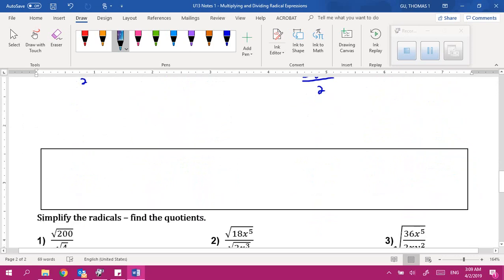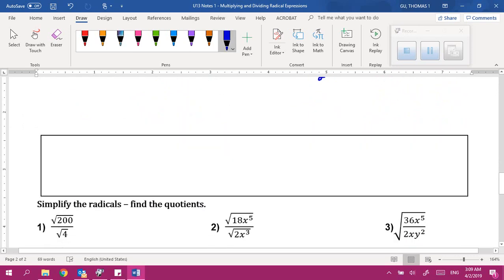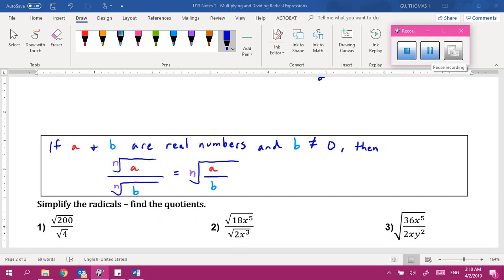All right, and now moving into the second half right here, we are going to be doing some division. And so the rule here is if a and b are real numbers and b is not equal to 0, because you can't divide by 0, then pretty much what it's saying is if the indexes are the same, then you can just divide those two numbers as usual.